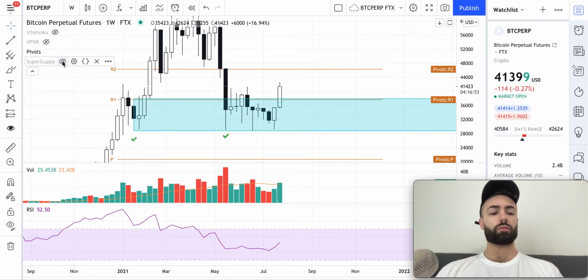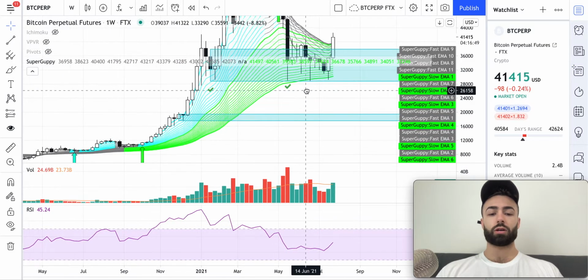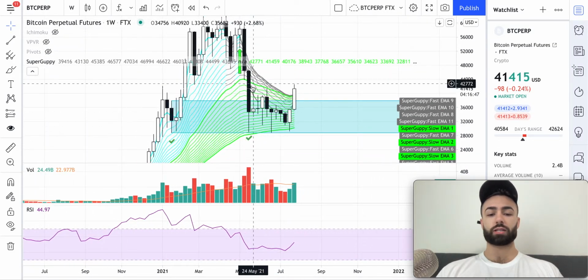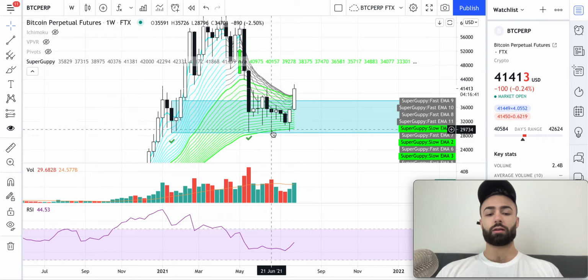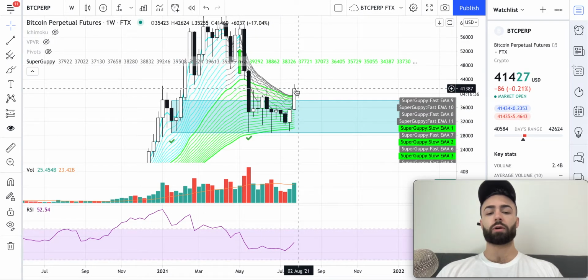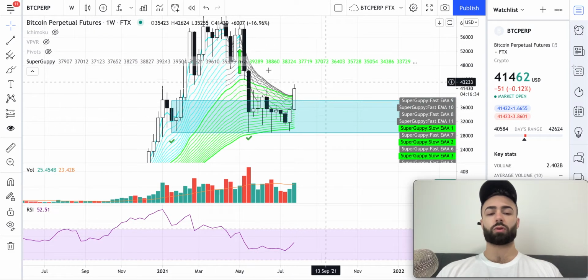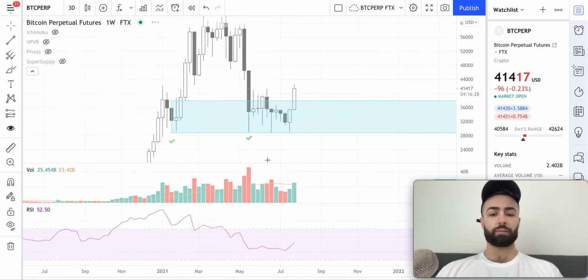So now, if we look at this from a super guppy perspective, you can see the super guppy held once again here for another test. So we had one here into the green longer term EMAs. We had another bounce right here off of these EMAs, and then a third bounce here. Now we're operating above them. So these are still holding as support. Good news for the bulls there. Nothing to be worried about. Let's go down to the 3-day time frame.